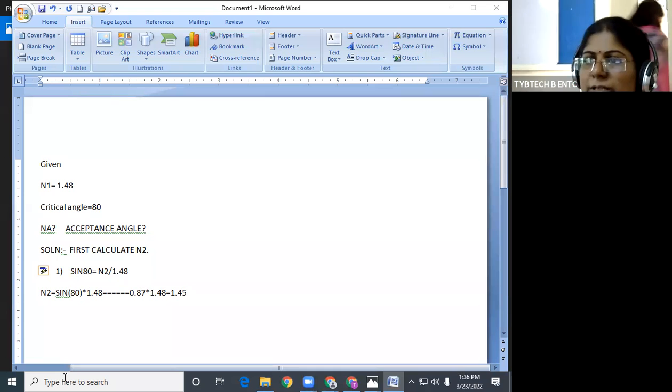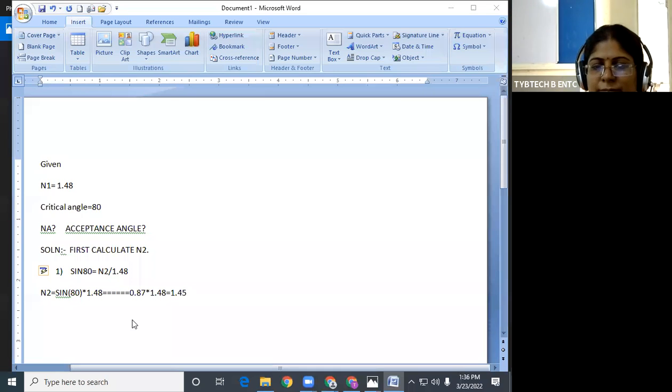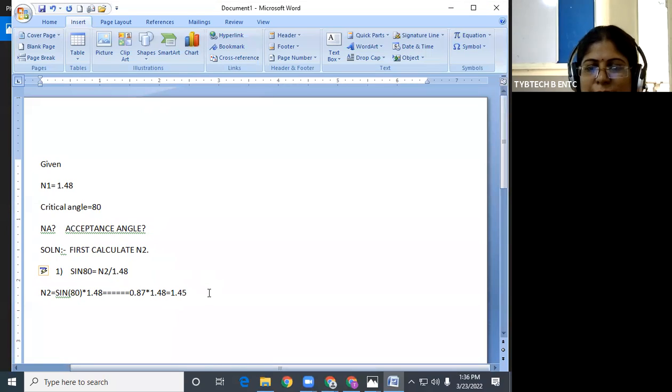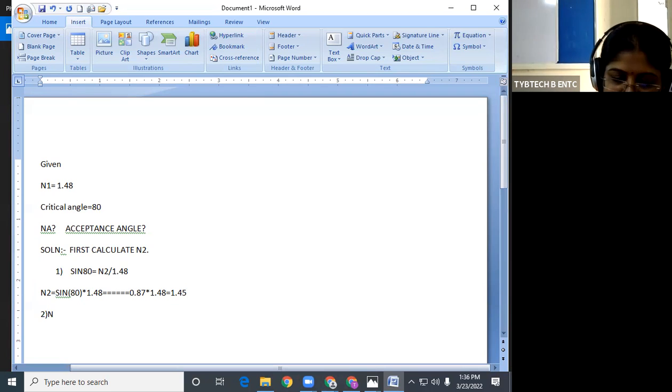Okay, online students, is it clear? First step. Yes, ma'am. Clear. We have calculated N2. Next, we have to calculate the numerical aperture. So how will you calculate numerical aperture? NA is equal to N1 square minus N2 square, bracket raised to 1/2. So calculate that.